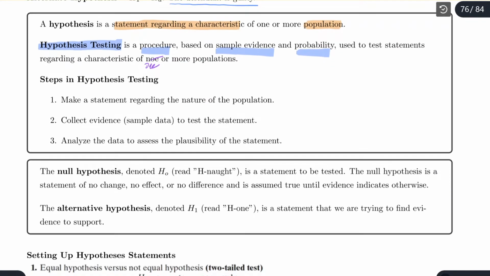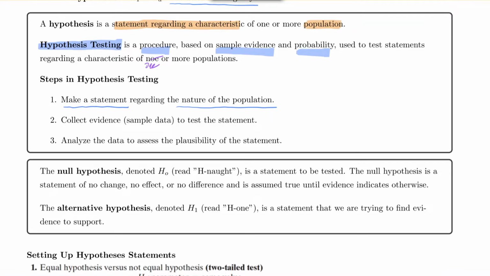There are basic three steps for hypothesis testing. First, we make a statement regarding the nature of the population, given in the problem, what it is we want to test. Second, we collect evidence, which is sample data, to test the statement. This is where we need to do some calculation and find the probability, using formulas, numbers and so on. Third step is to analyze the data to assess the plausibility of the statement. This is where we make the conclusion.